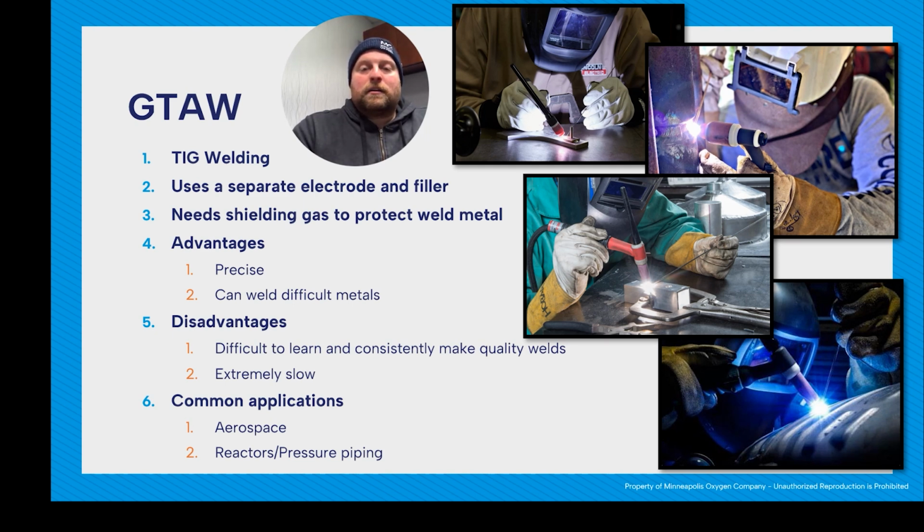The filler that's used for TIG is the exact same that's used for MIG. It's just that MIG filler is also going to conduct the electricity, and it's usually on a roll or a spool. TIG is cut into straight lengths that are usually 36 inches long. You need shielding gas to protect the weld metal. You don't have any flux or anything like that. Advantages are that it's very precise, and you can weld difficult materials.